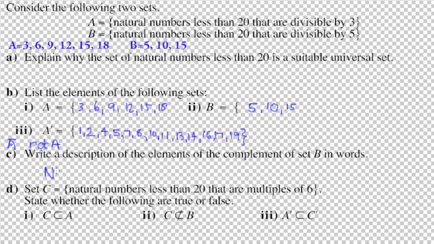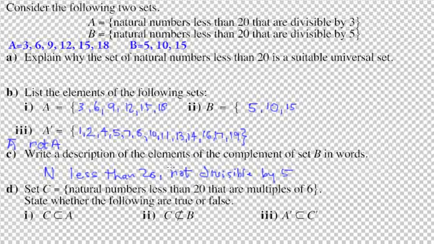So, natural numbers less than 20 that are not divisible by 5. If you were thinking that the complement of this should be like non-natural numbers or numbers that are not natural and that are not less than 20, that's a good idea, except remember our universal set.